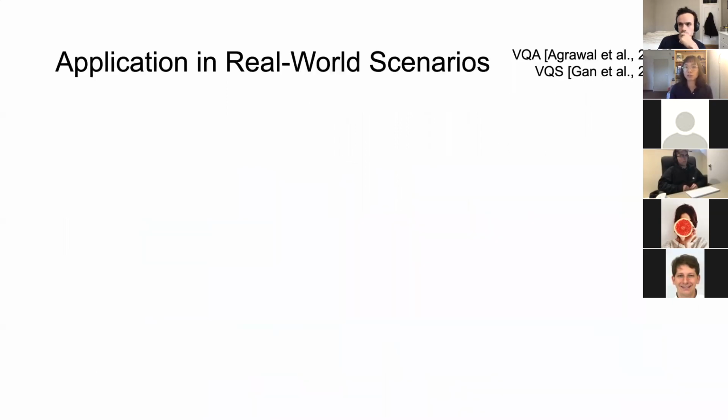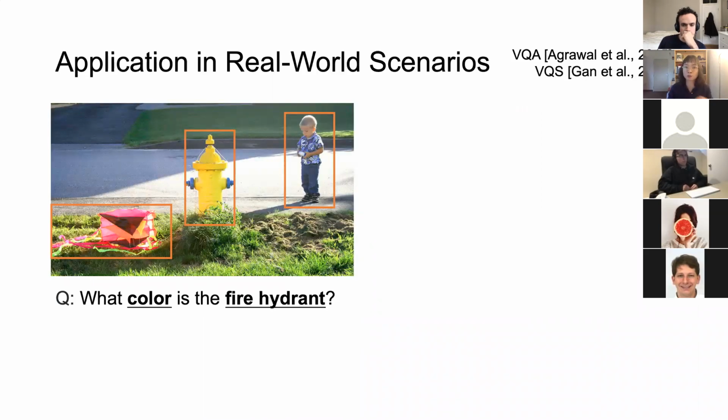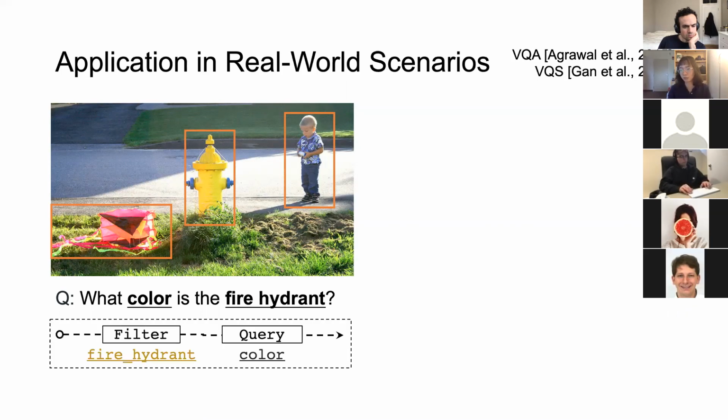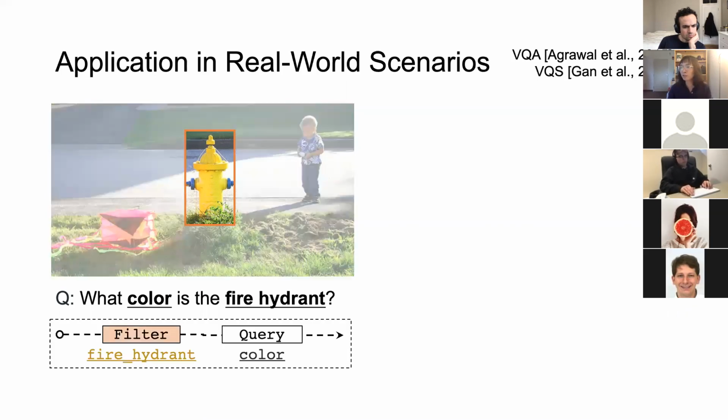The Neuro-Symbolic Concept Learning framework can also be extended to natural images and natural language. Here, we show some execution traces of 2 simple questions from the VQS dataset proposed by Gan et al. The first question is to query the color of the fire hydrant. So again, we execute the latent program based on the same representation. The first filter fire hydrant operation selects the fire hydrant in the image, and the second operation queries color, which gives us the answer yellow.